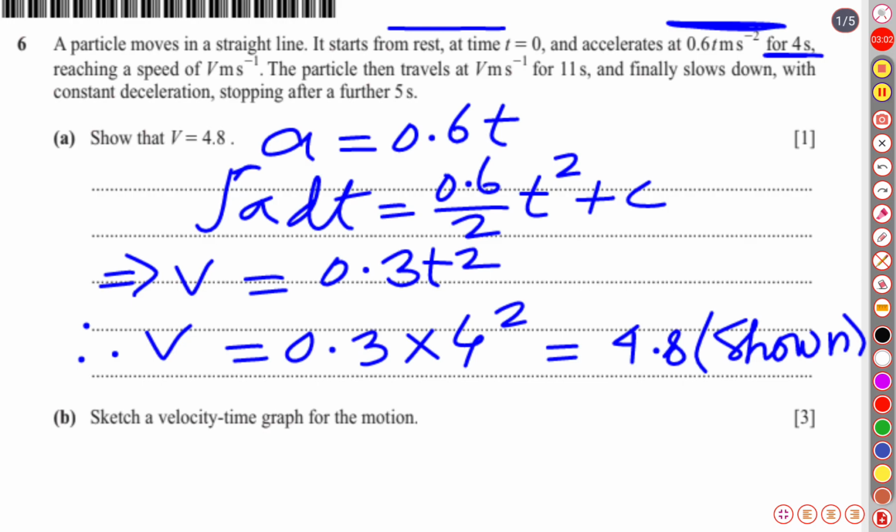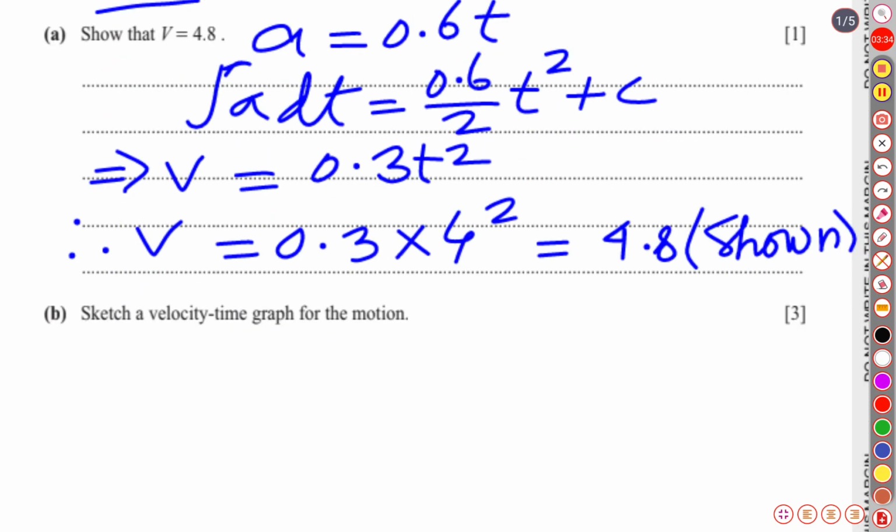Okay. Then the next part says sketch a velocity-time graph for the motion. So there are three parts. In the first case, there was an acceleration which is not uniform. Then the particle travels at v meters per second, constant velocity, no acceleration. Then finally deceleration. So there are three parts. Let us draw the graph.